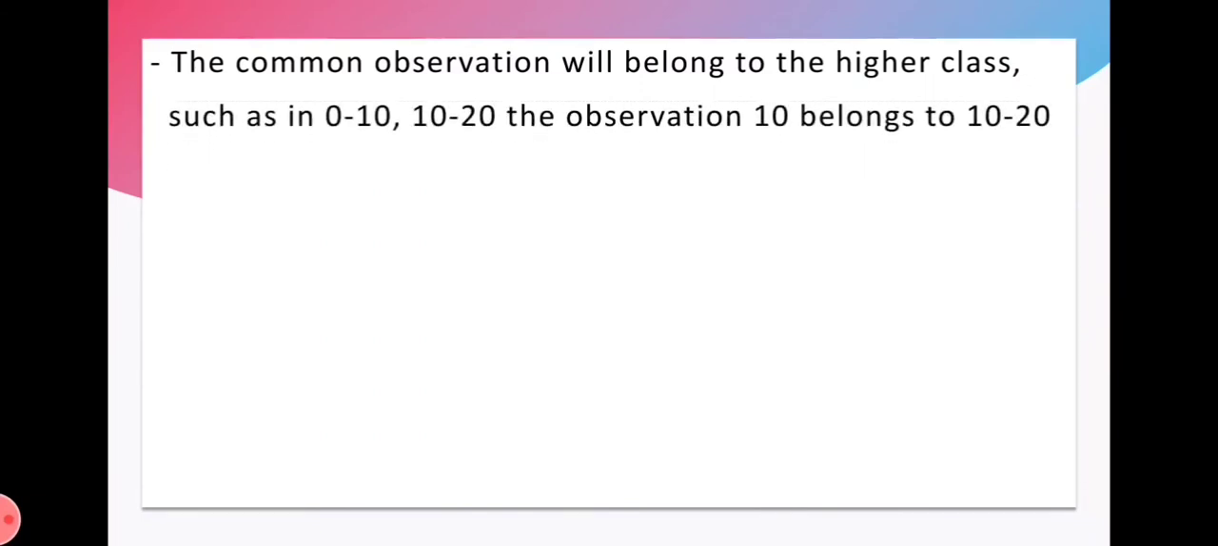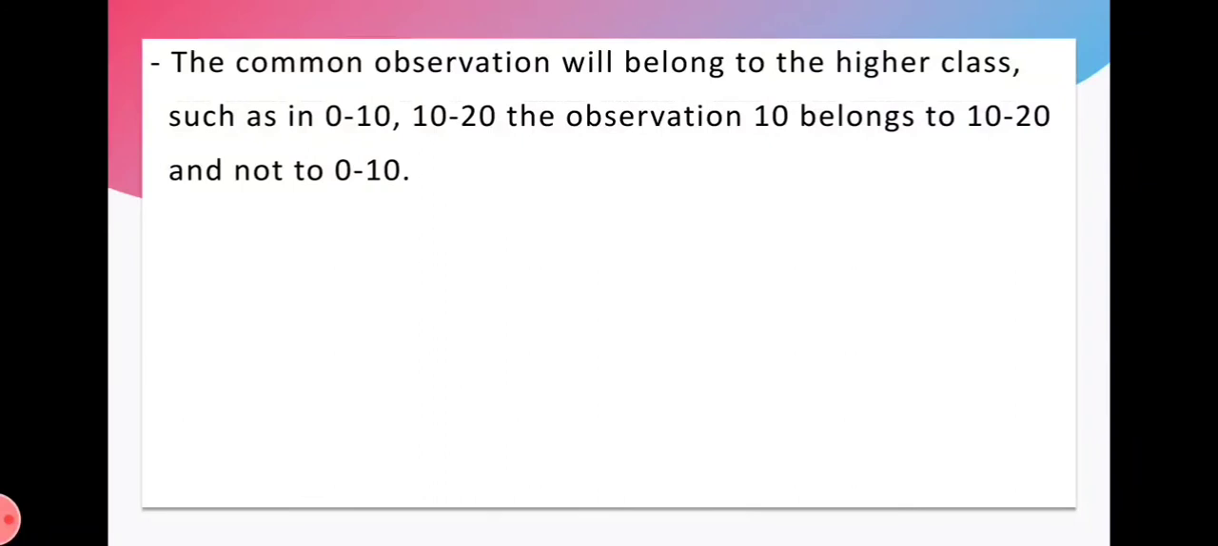The common observation will belong to the higher class, such as in 0 to 10, 10 to 20, the observation 10 belongs to 10 to 20 and not to 0 to 10. Now, suppose you know that when we are making the groups continuous, one number is repeated in each class interval.